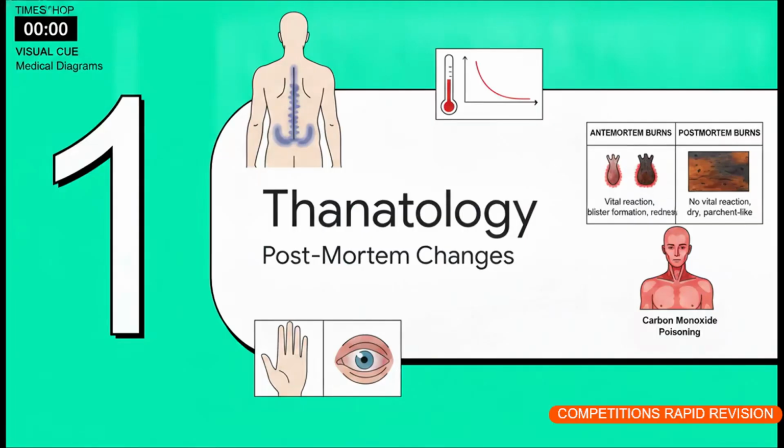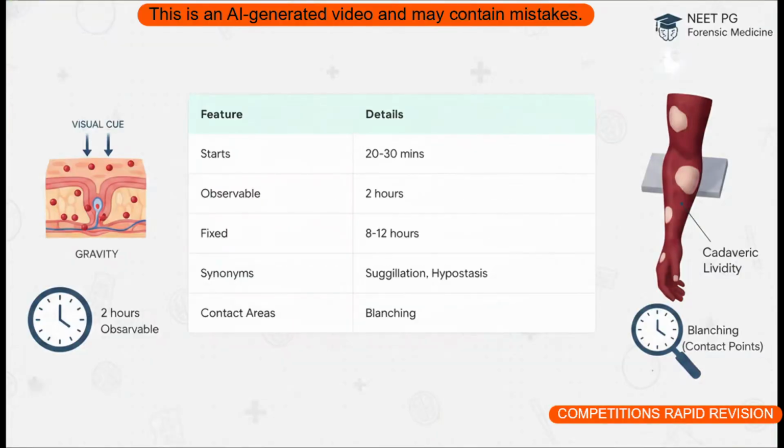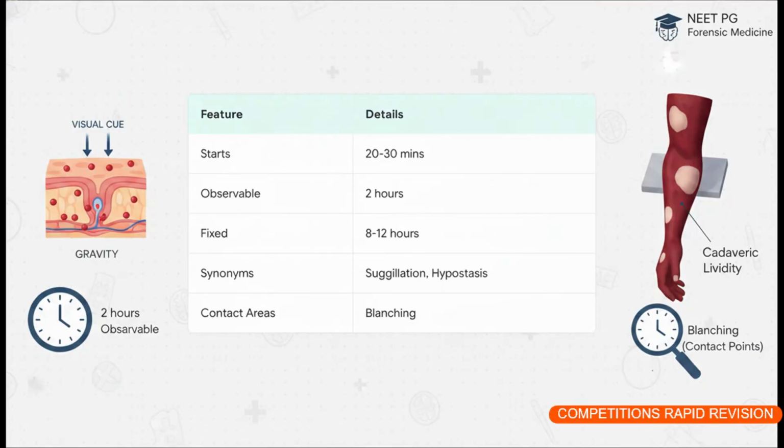Section 1. Thanatology and Post-Mortem Changes. Let's lock in those early timelines that examiners absolutely love to test. You've got to memorize this timeline. Rigor Mortis, which remember is just the settling of heavy red blood cells due to gravity, starts in 20 to 30 minutes. It's clearly observable by 2 hours, and it's totally fixed at the 8 to 12-hour mark.